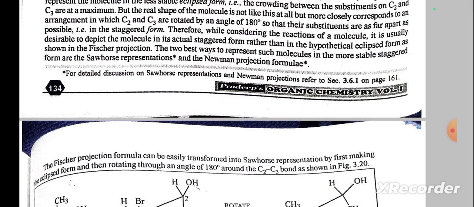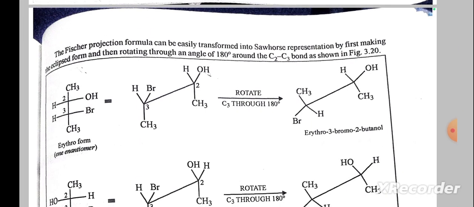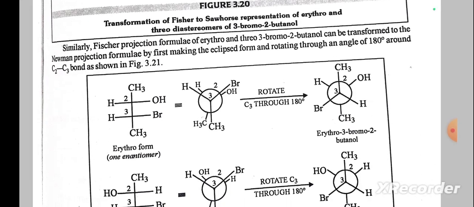The two best ways to represent such a molecule in the more stable staggered form are the sawhorse representation and the Newman projection formula. The Fischer formula can be easily transformed into the sawhorse representation by first making the eclipsed form and then rotating through an angle of 180 degrees around the C2-C3 bond, as shown in figure 3.20.